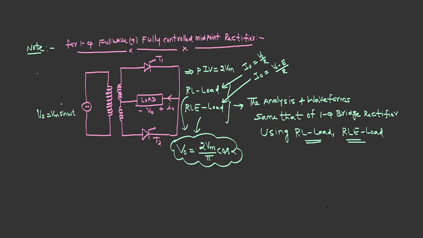For the single phase full wave or fully controlled midpoint type rectifier, if RL load or RLE load is given, the formulas are the same. Here also V0 equals Vm by pi. I told you already, students: for midpoint type rectifier and bridge rectifier, formulas are the same except peak inverse voltage, number of thyristors, that is number of devices, and the transformer utilization factor. The analysis and waveforms are the same as that of the single phase bridge rectifier. Again, no need to draw the waveforms, just the formulas. This is applicable, and midpoint and bridge are the same.